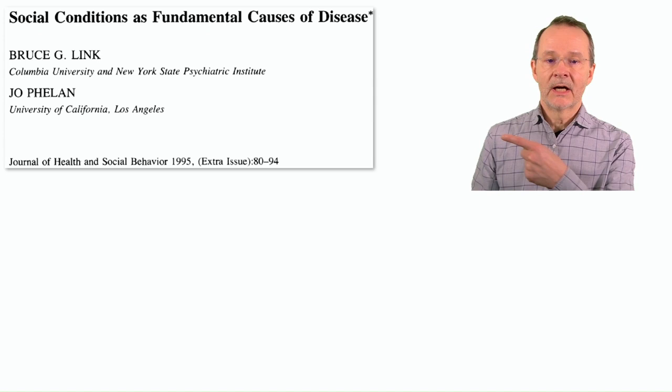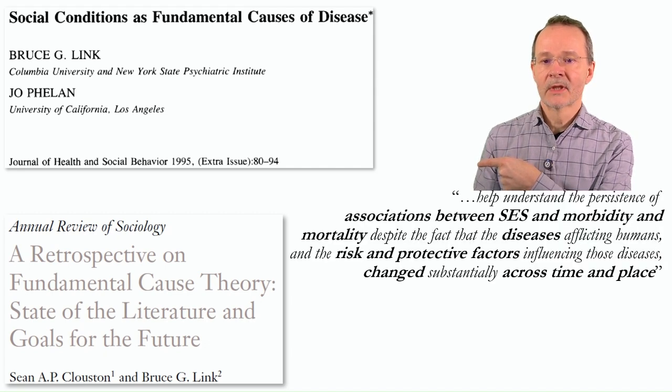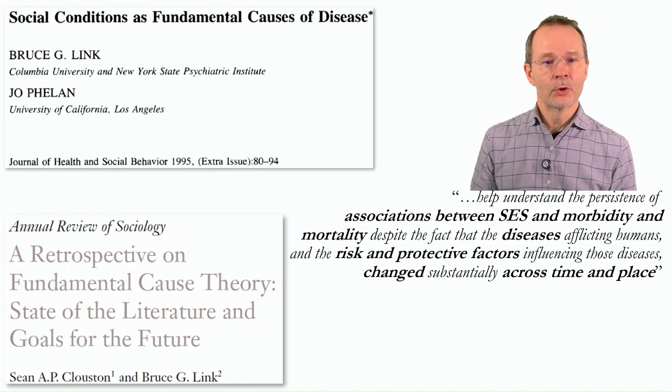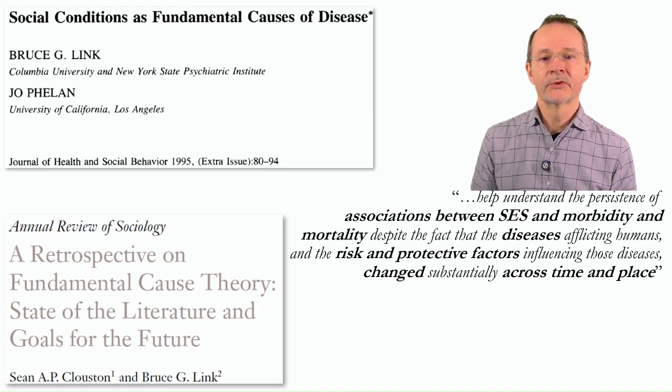Two references are helpful to understand this theory, by Link and Phelan and by Closton and Link. The theory of the fundamental causes of health inequalities, FCT in short, was proposed to understand the persistence of associations between socio-economic status and morbidity and mortality, despite the fact that diseases, as well as the risk and protective factors that influence these diseases, have changed considerably over time and across locations, and therefore depending on context.